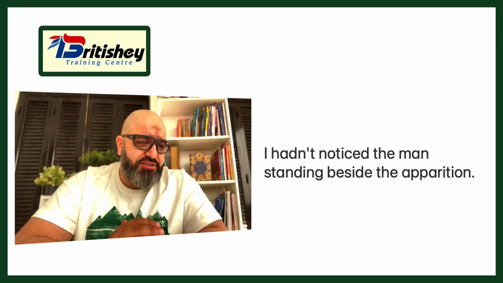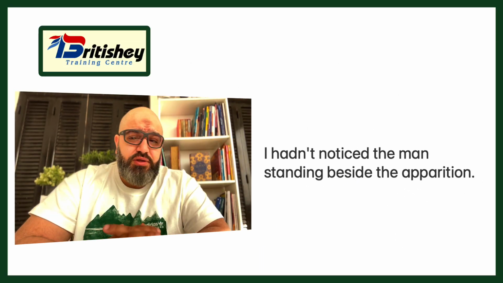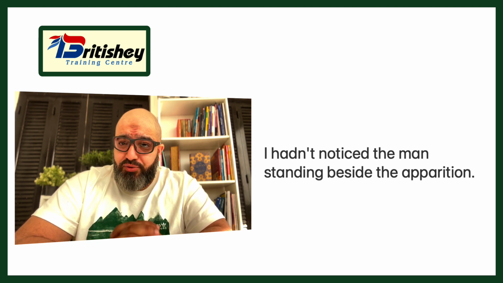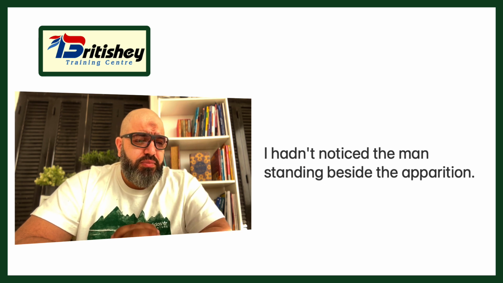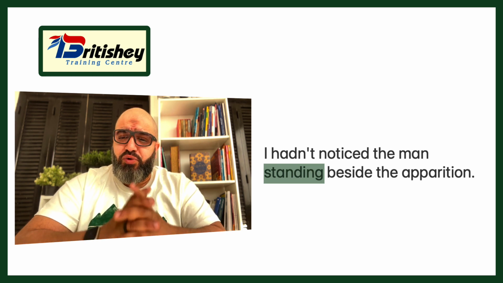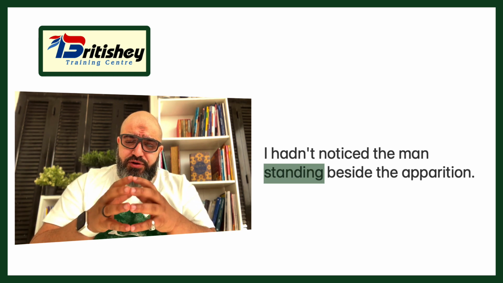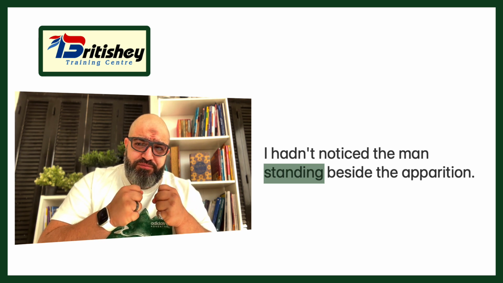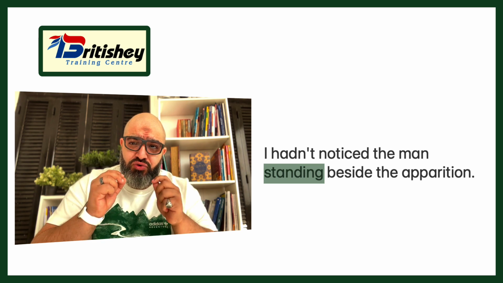So first, let's see an example where we have a present participle acting like an adjective. Let's read this one together. I hadn't noticed the man standing beside the apparition. Let's read it again. I hadn't noticed the man standing beside the apparition. Now, standing here is not actually a verb, it's an adjective. Why? Because as we said, verbs plus ing, when they're not preceded by a form of verb to be, means that they're adjectives, not verbs.